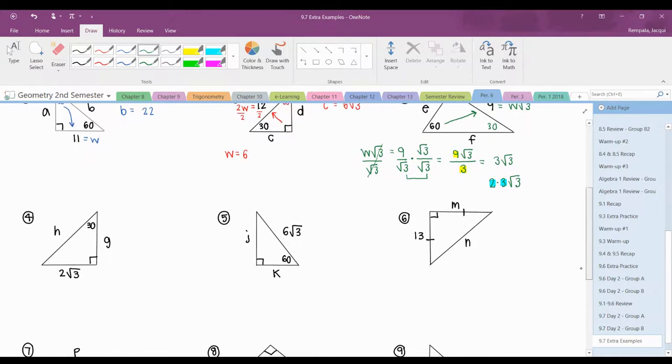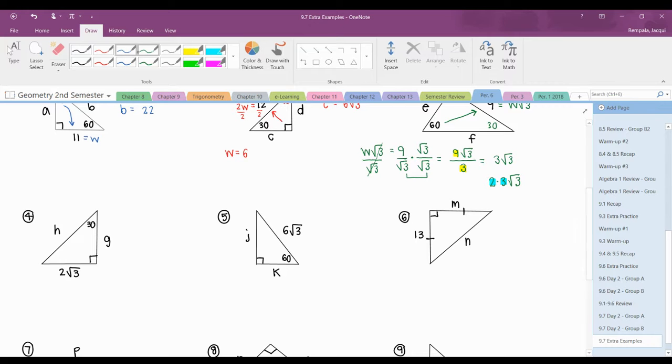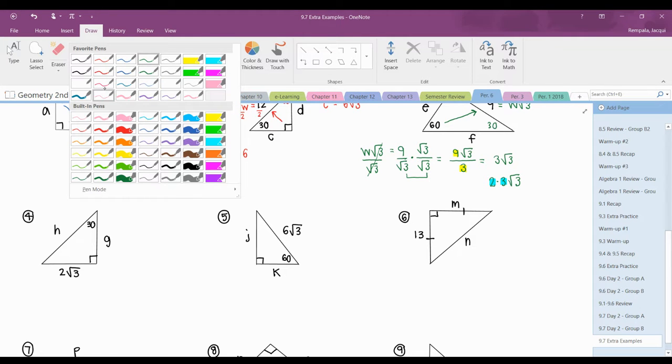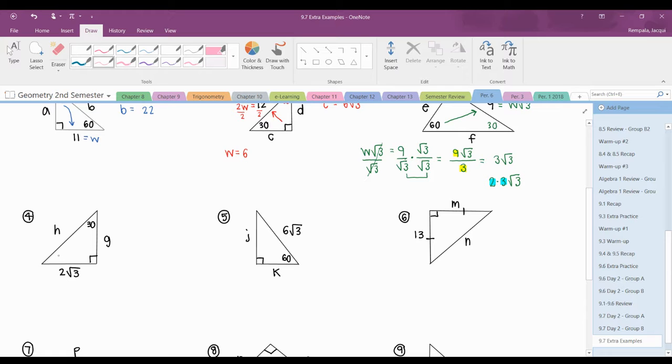Let's keep going. If I take a look at the next one, notice that we have another 30, 60, 90 triangle. The angle that's missing is the 60. Notice that the side they've given us is the side across from the 30. So they have given us the shortest side, which is perfect. If they've given us the shortest side, there's no need to do a whole bunch of algebra.